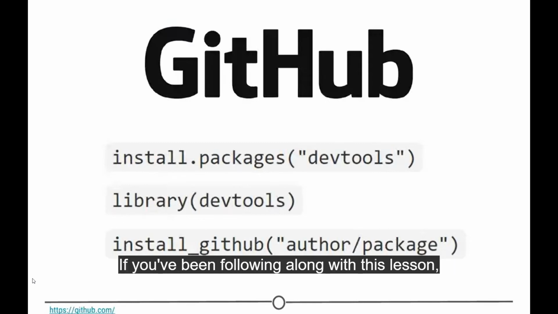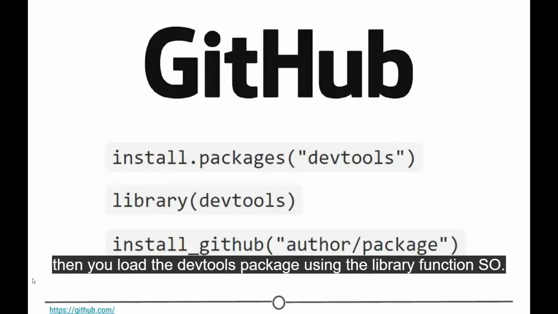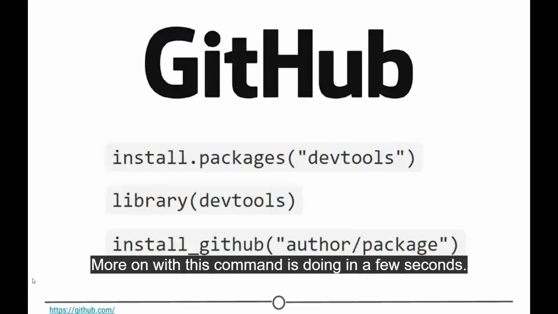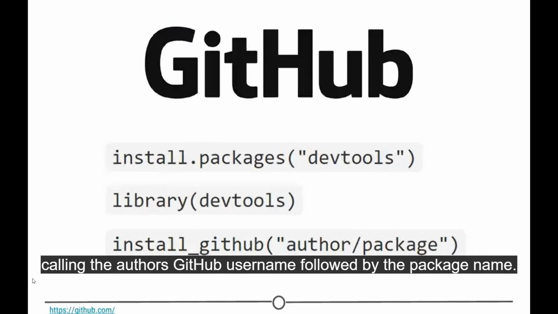If you've been following along with this lesson, you may have installed it when we were practicing installations using the R console. Then you load the DevTools package, using the library function, as so. More on what this command is doing in a few seconds. And finally, using the command install_github, calling the author's GitHub username followed by the package name.